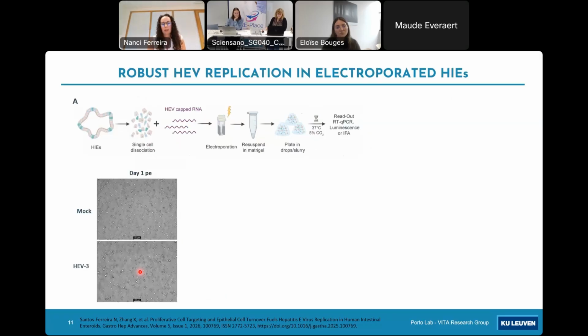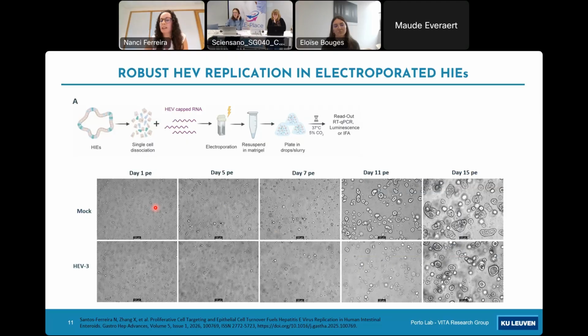Then our third method that we developed was the electroporation of single-cell enteroids with HEV capped RNA. This is a methodology used very frequently in the field with immortalized cells. This is how we create HEV viral stocks. After we electroporate these single cells, we plate them again in Matrigel. Here you can see day one post-infection. We have our single cells. But over time, these cells keep proliferating, and we see that they regain their 3D form, structured as intestinal organoids.